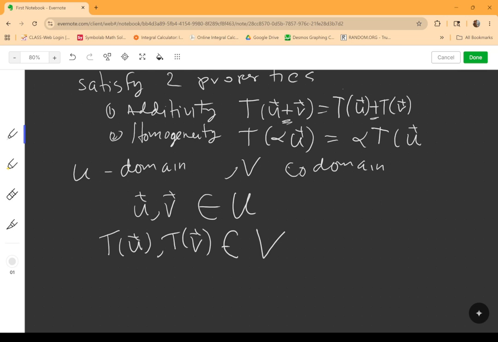So what additivity is saying is that you can add the vectors in U and then map them onto V, or you can map the vectors individually from U to V and then do the addition in vector space V, and you should get the same value. The same goes for scalar multiplication. You could take a scalar multiple in U and then transform it, or do the transformation and then multiply by the scalar in vector space V.